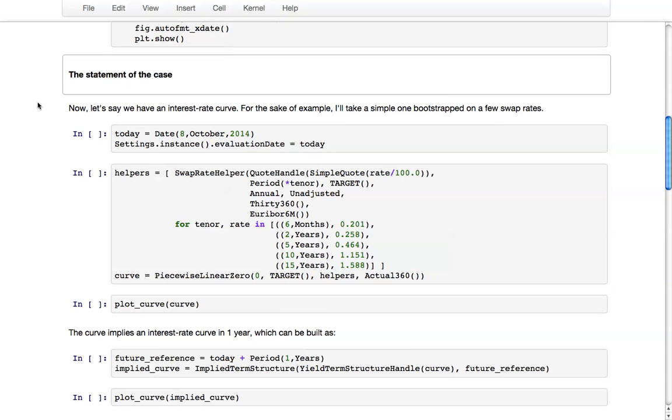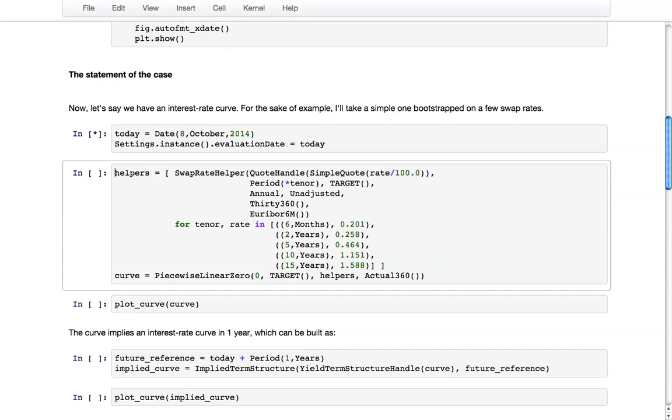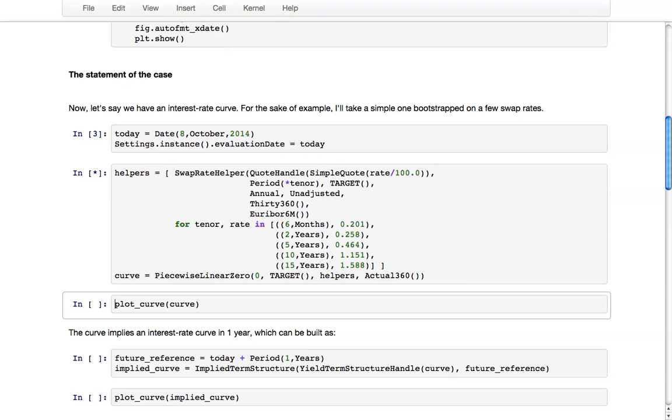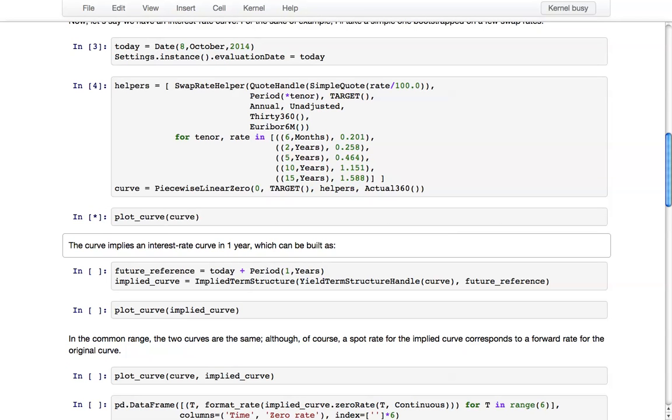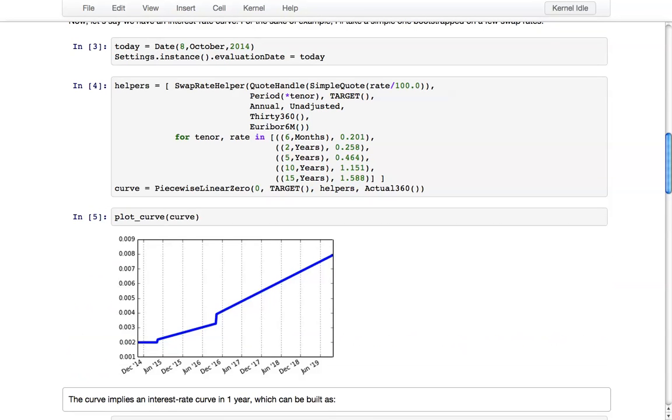Let's say we have an interest rate curve. I'll take a very simple one, also a wrong one in some ways, which I'll explain in a second. I'll bootstrap this on a small set of swap rates, and with the functions I just defined, I can also plot it. And here we go.